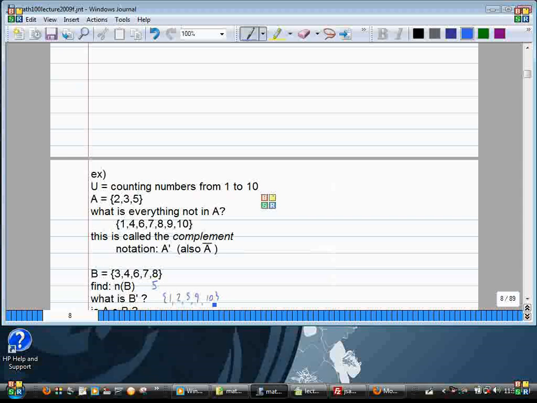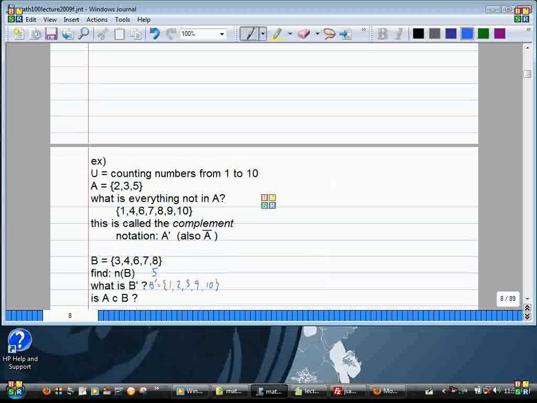Okay. And of course, since we're writing down a set, what do you also have to write? You should write B prime equals, and what else so that we know that you're writing down a set? The curly brackets. Curly brackets make it a set. Is A a subset of B? No. So how do we write that down? A not a subset of B. There you go.